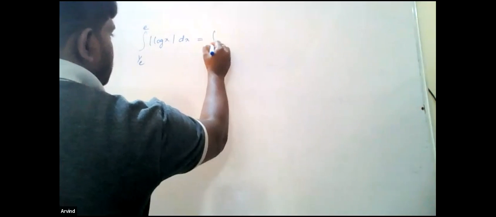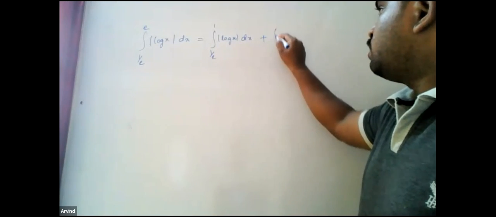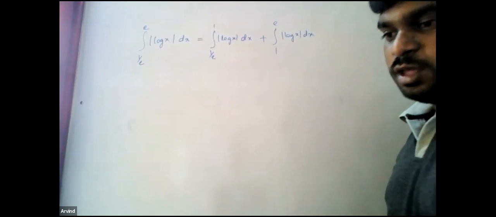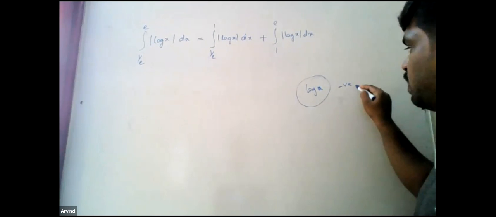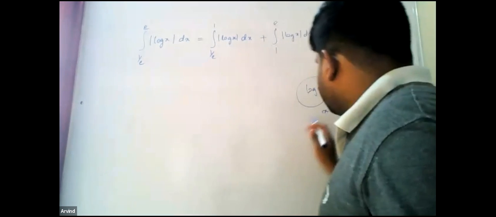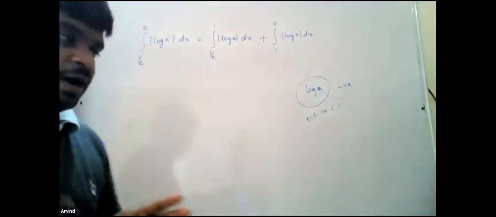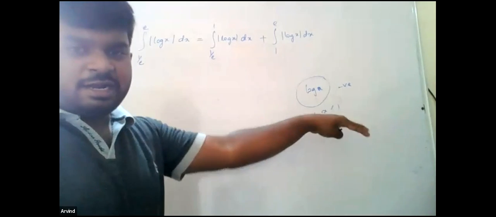Again I'm going to split this: as the integral from 1/e to 1 of modulus of log x dx, plus the integral from 1 to e of modulus of log x dx. I hope you know the thing. Log x becomes negative when x is less than 1, that is, between 0 and 1. In the range 0 to 1 you get negative values of log, and when x is greater than 1 you always get positive values.